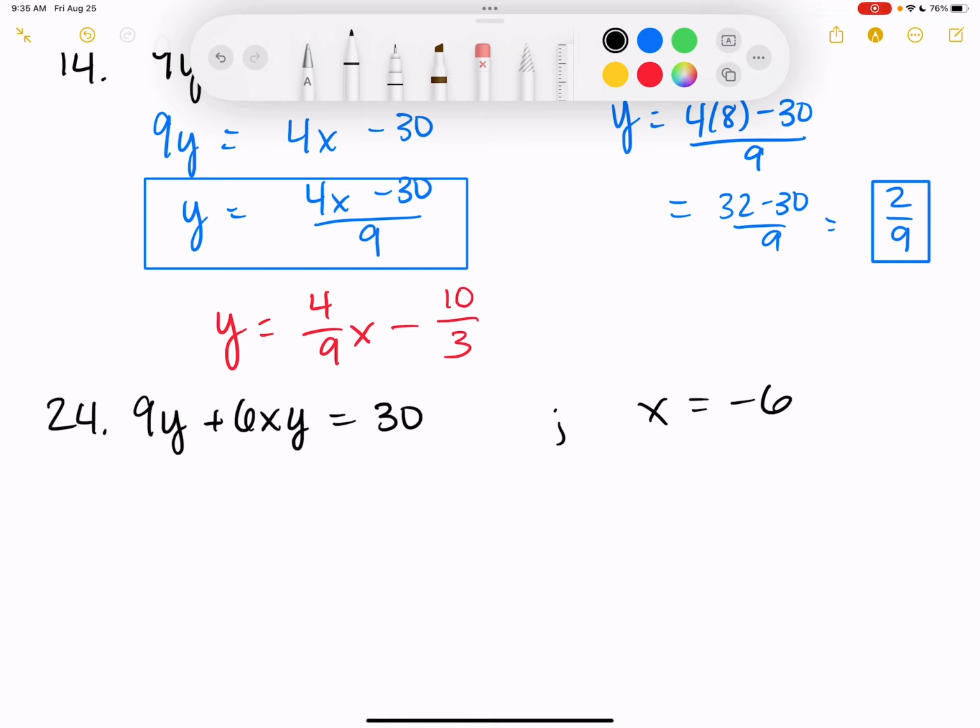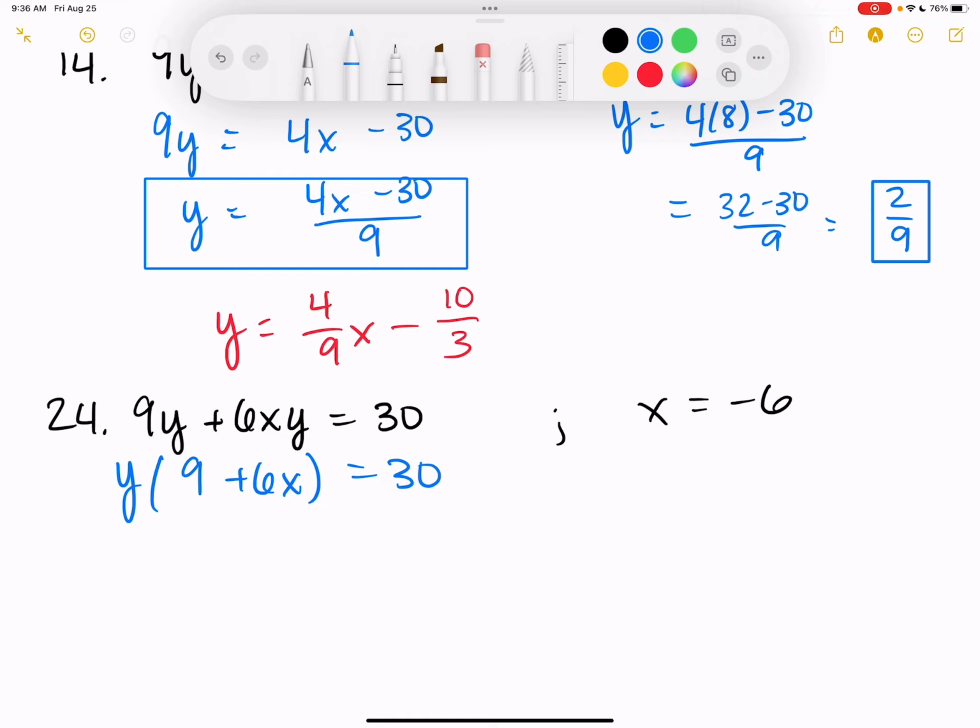What's in both of these? Y. I'm trying to solve for y, right? So what I can do is take a y out of both, so I'm left with 9 plus 6x. I just took a y out of both pieces. I basically factored out the greatest common factor, minus the number, because I'm ultimately trying to solve for y.